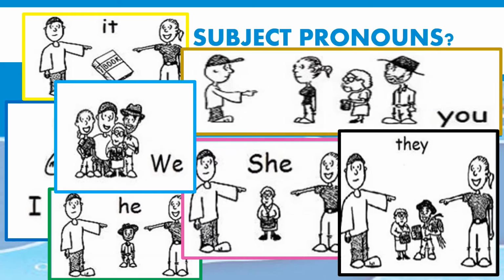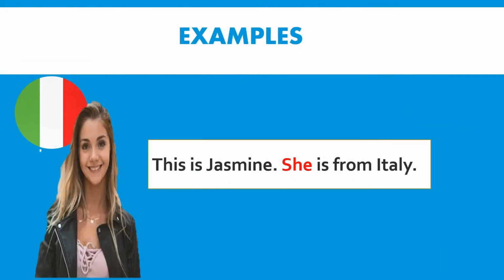Okay, for example, look at this girl. This is Jasmine. She is from Italy. Okay, if you look at the picture, this is Jasmine. Jasmine is human. Jasmine is a girl, a woman. So for woman, we use the subject pronoun she. So that is the first example.